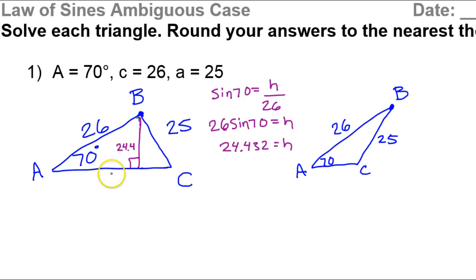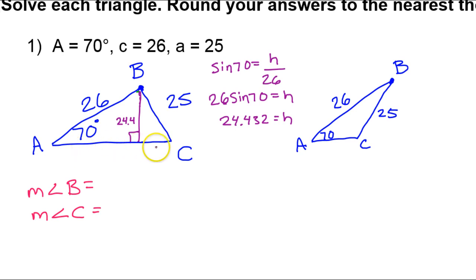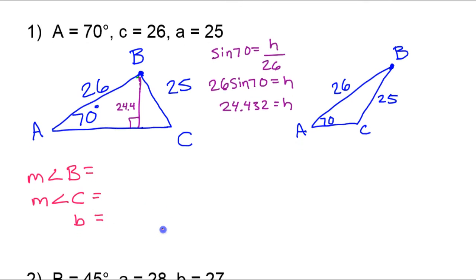Alright, let's start with the acute triangle. We are missing two angles and a side. So we are missing the measure of angle B, so we're going to have to find that. We're missing the measure of angle C, so we're going to have to find that. And we are missing the length of side B, so we will have to find that as well. So let's use the law of sines to find this.